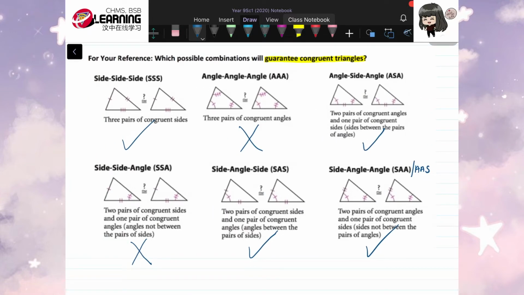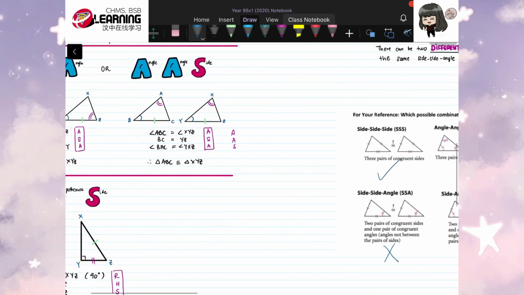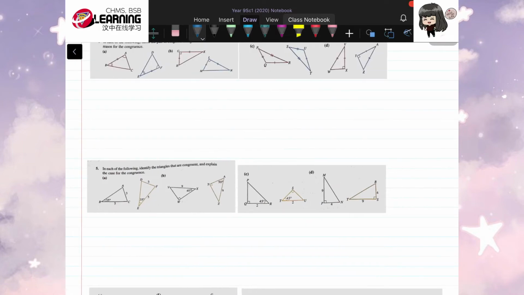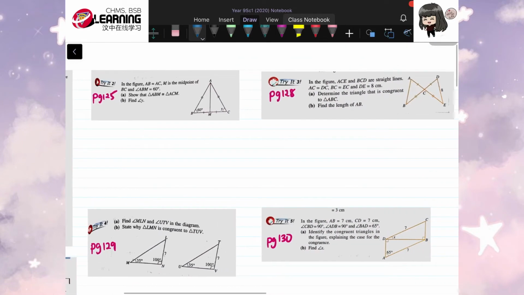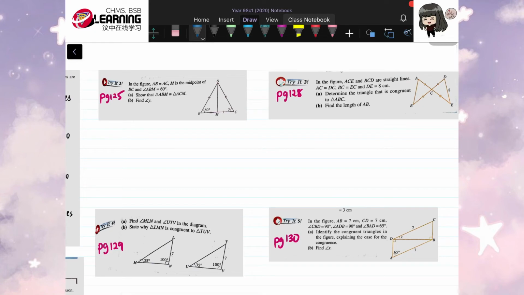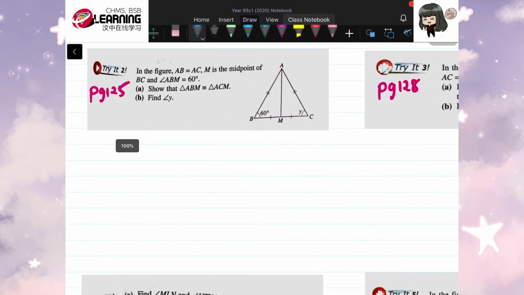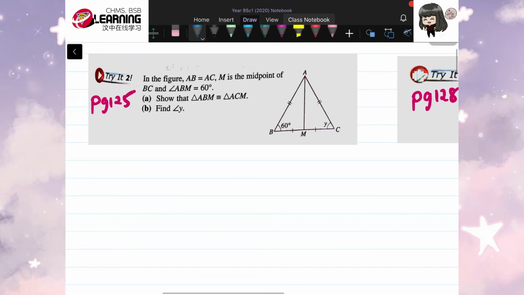Okay, I hope you guys know about it. This one you don't need to copy, it's just for you to reflect again which possible combinations can actually confirm the congruent triangles. Okay, so now we proceed to try it. Today we will cover try it 2, 3, 4, 5. So we start off from try it 2, page 125.